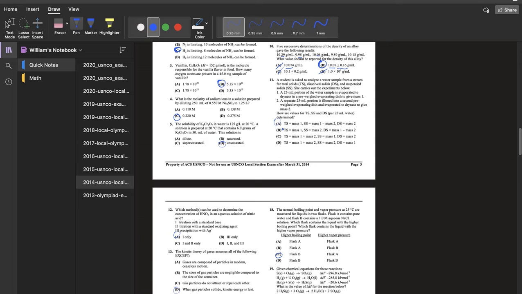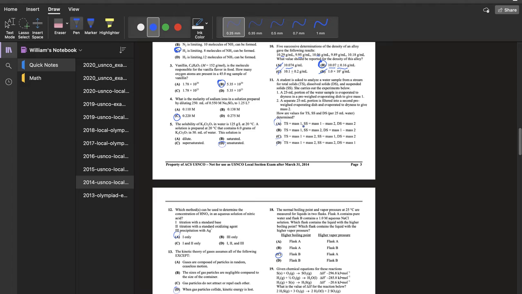So basically, you take a portion of that sample, you just boil it off, and then that gives you mass 1. You conduct a separate trial where you filter it first and then you boil it off, and that's mass 2. So the first step you probably take is to realize that total solids has to be mass 1. Because if you literally just boil it, the water's going to evaporate, so the solids are what's going to be left over. So you can automatically eliminate C and D because it doesn't say mass 1.